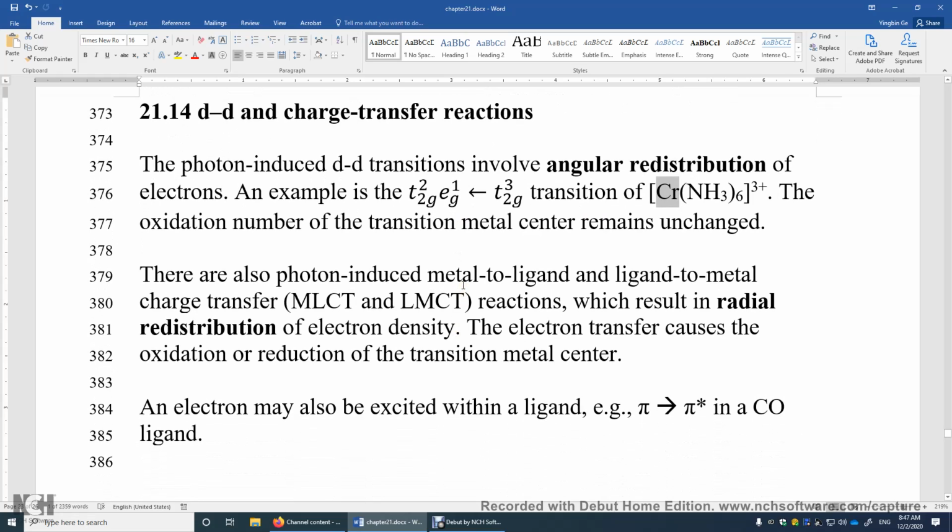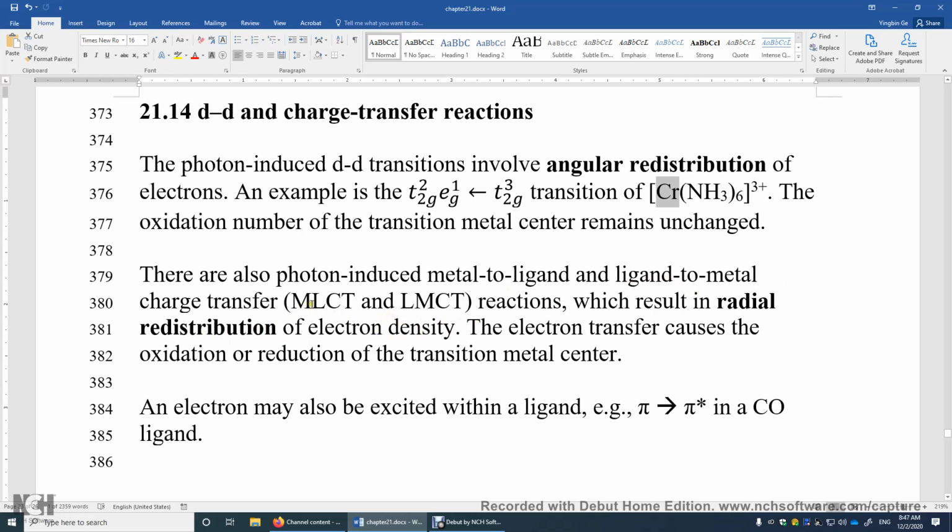There are also photon-induced metal-to-ligand and ligand-to-metal charge transfer, MLCT and LMCT. They result in the radial distribution of the electron density. So either the electron flows from the metal to the ligand or from the ligand to the metal. That will change the distance between this electron and the transition metal center. So that's why we say this is radial redistribution of electron density.